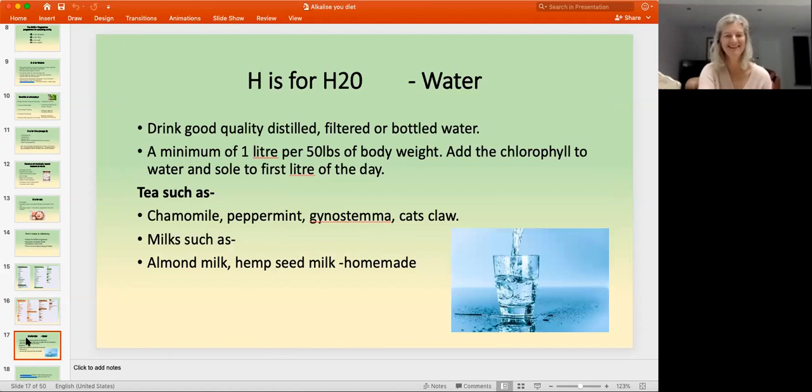Oh, and here's my water slide. I knew it was here. So yeah, I've talked about water, and it's a minimum of 1 litre per 50 pounds of body weight. That's just a loose guide, but it's a good guide. And then, like we said, having lots of teas.